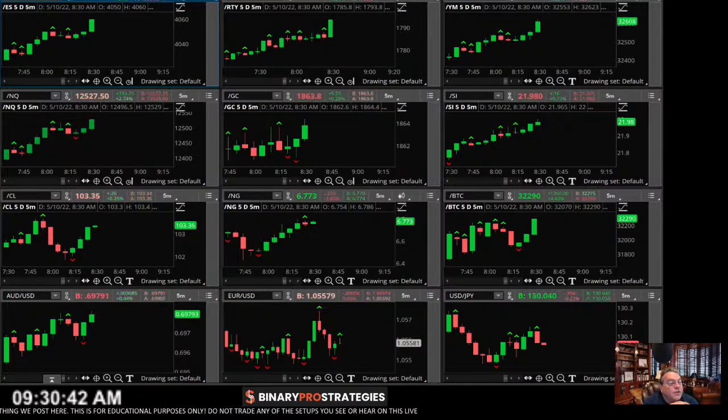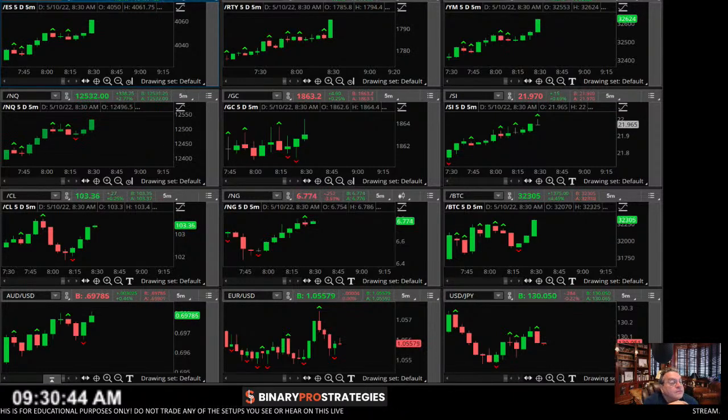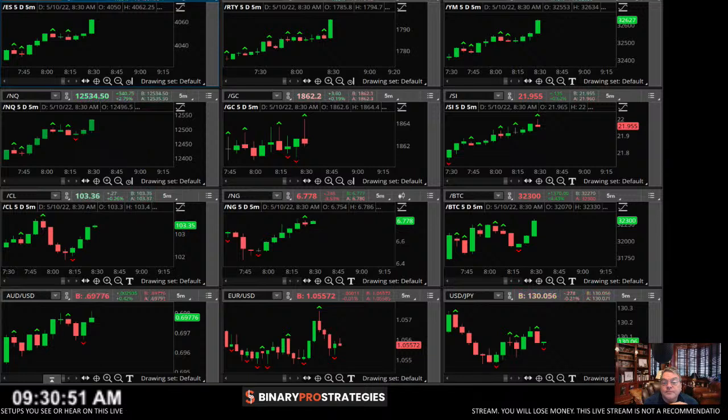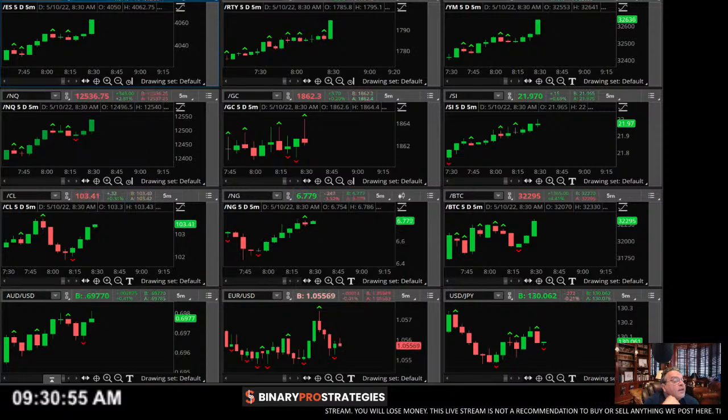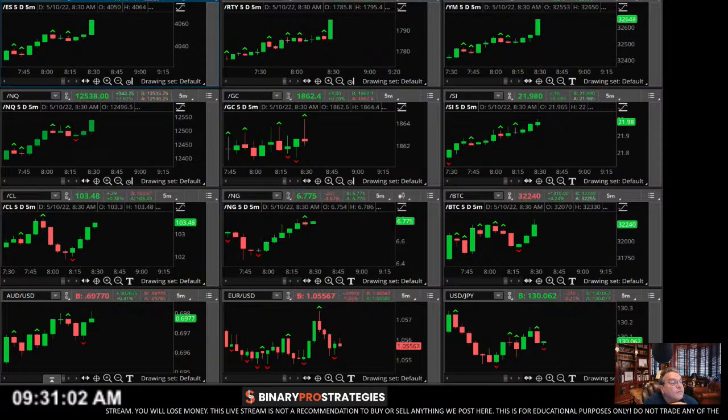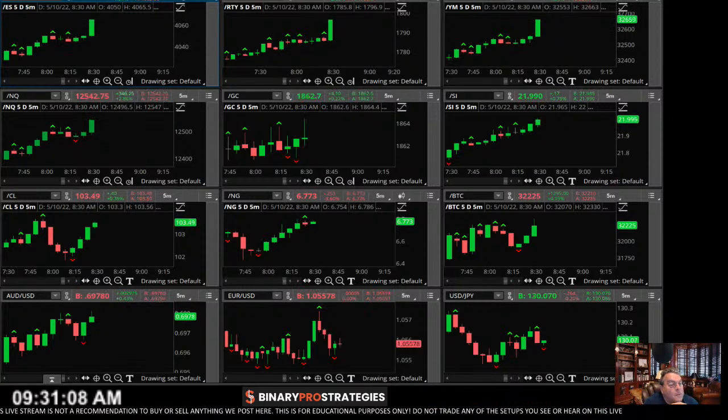Gold just hit its target. Gold just entered. Gold's bottom is at 1864. Target on gold is going to bring me up to 1868. Profit target is 1868. If we need to reverse, it's going to be 1856.